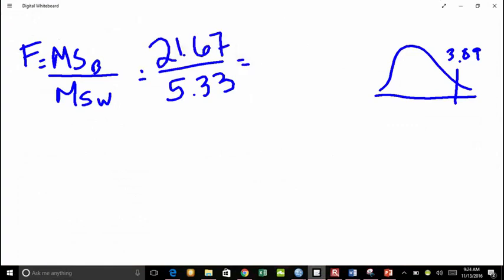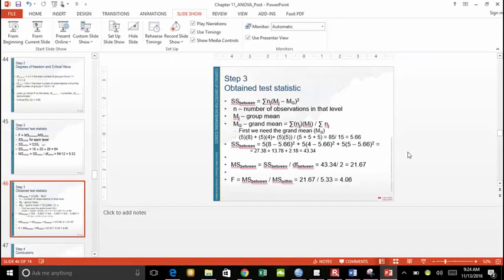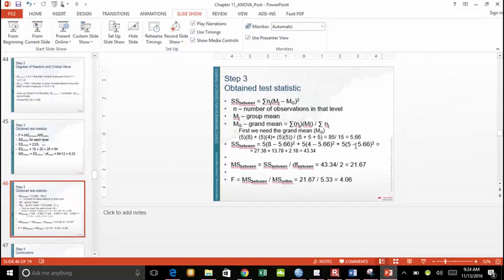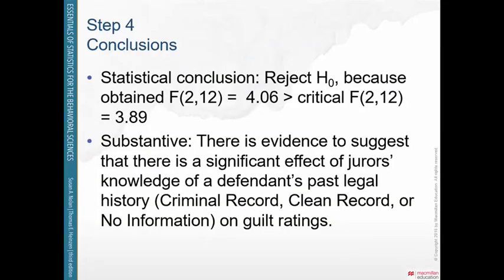Then you do your division, and what did it give us? 4.06 is our F, okay? And then this is similar to our t, where you've got our obtained F of 4.06, and it's over here in the tail. It's greater than our critical value of 3.89. So what are we going to do? We are going to make our conclusion and reject the null.